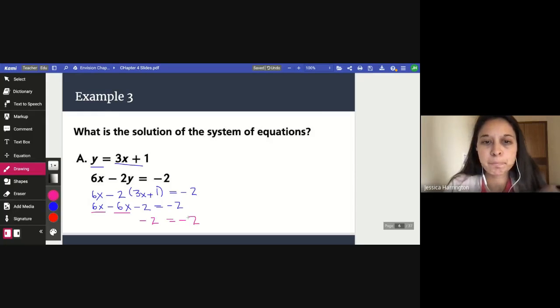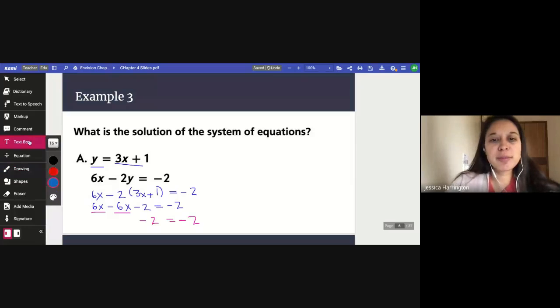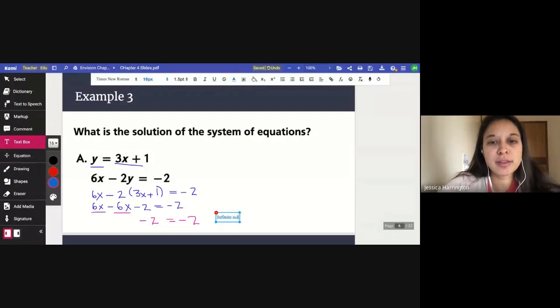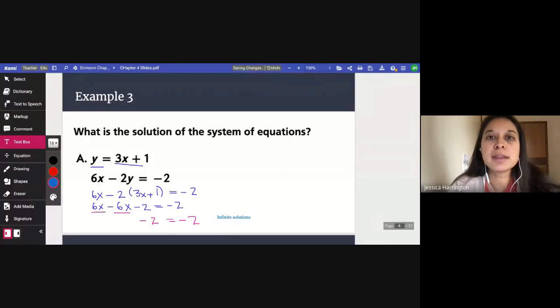What's happening here? Well, does -2 equal -2? Yeah, it does, right? And if you remember from solving your systems of equations, this means that you have infinite solutions. What does that mean? That means what you have here is the same line, just on top of each other. So I'm going to come over to Desmos and graph those really quick before we log off. y equals 3x plus 1 and 6x minus 2y equals -2.